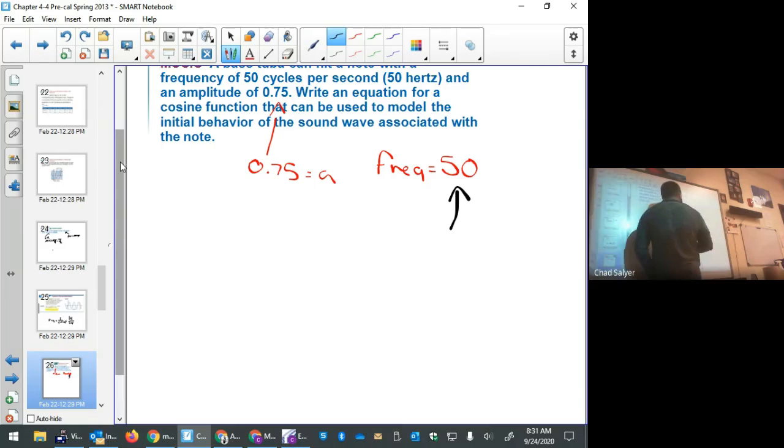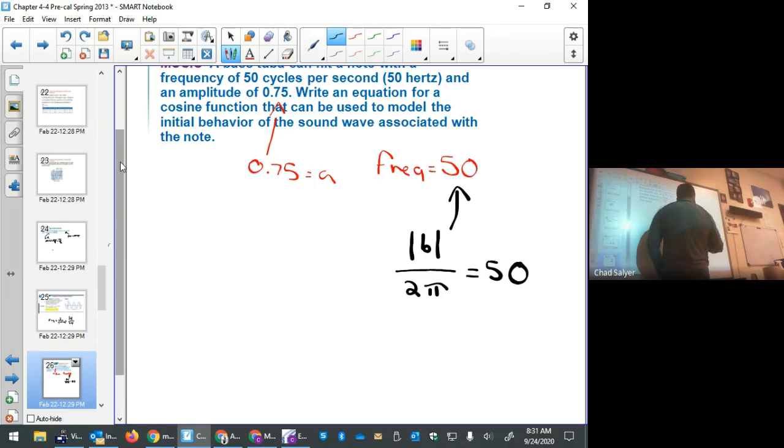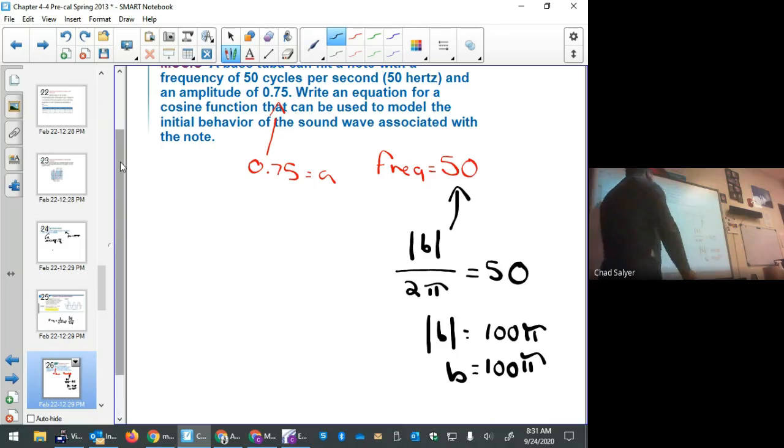This tells us the absolute value of B divided by 2 pi equals 50. So if I multiply both sides by 2 pi, I get the absolute value of B equals 100 pi. And so we'll take the positive value here. I'm not concerned about the negative in this case, even though it would describe it in the same way.